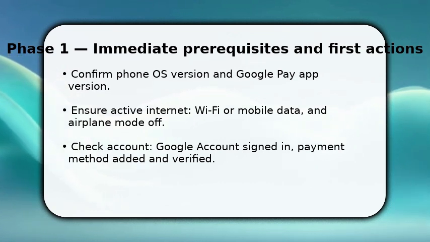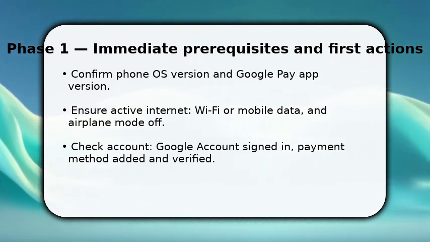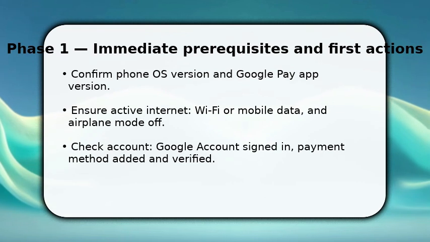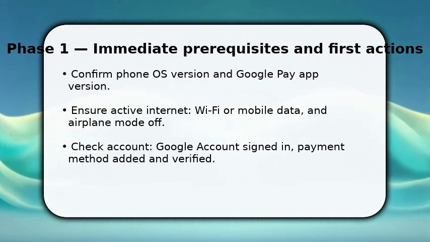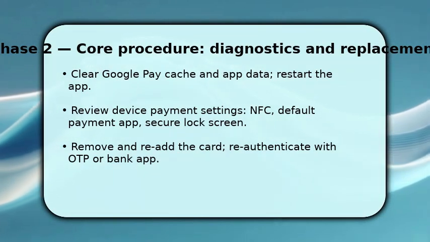Next, confirm you have an active internet connection, Wi-Fi or mobile data, and that airplane mode is disabled, since Google Pay needs online validation to process changes. Now you dive into the detailed fixes that resolve the common middle case failures.